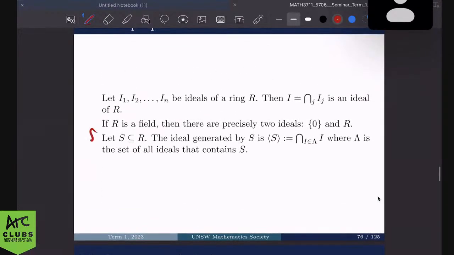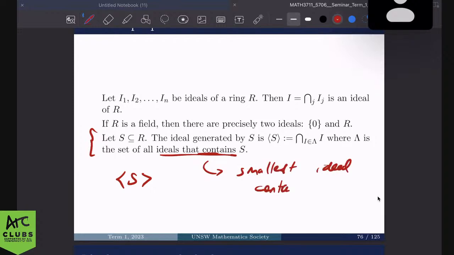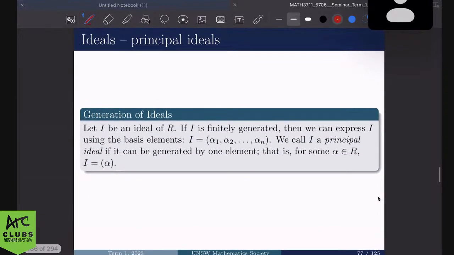Lastly, this idea of generation. The ideal generated by S we talked about before is the intersection of all ideals that contain S, right? Basically the smallest ideal containing the elements of S. Okay, sweet. All right, so that's that part done. Yeah, so more information on the generation of ideals.